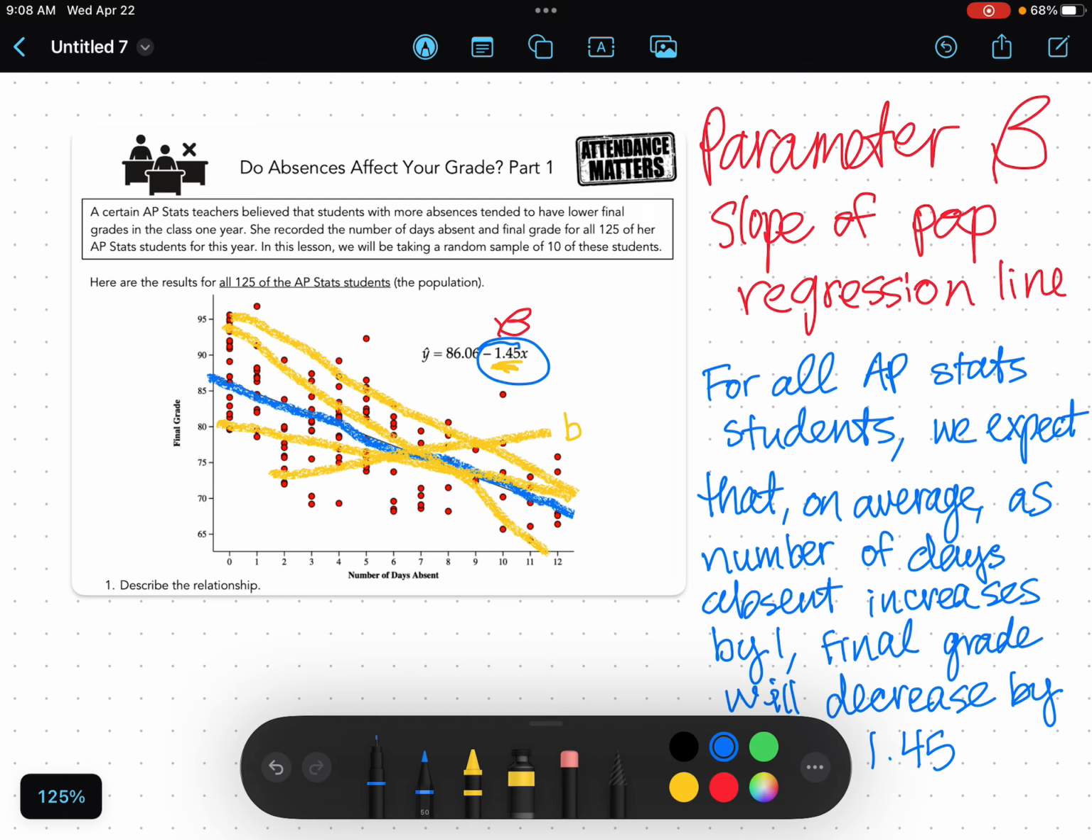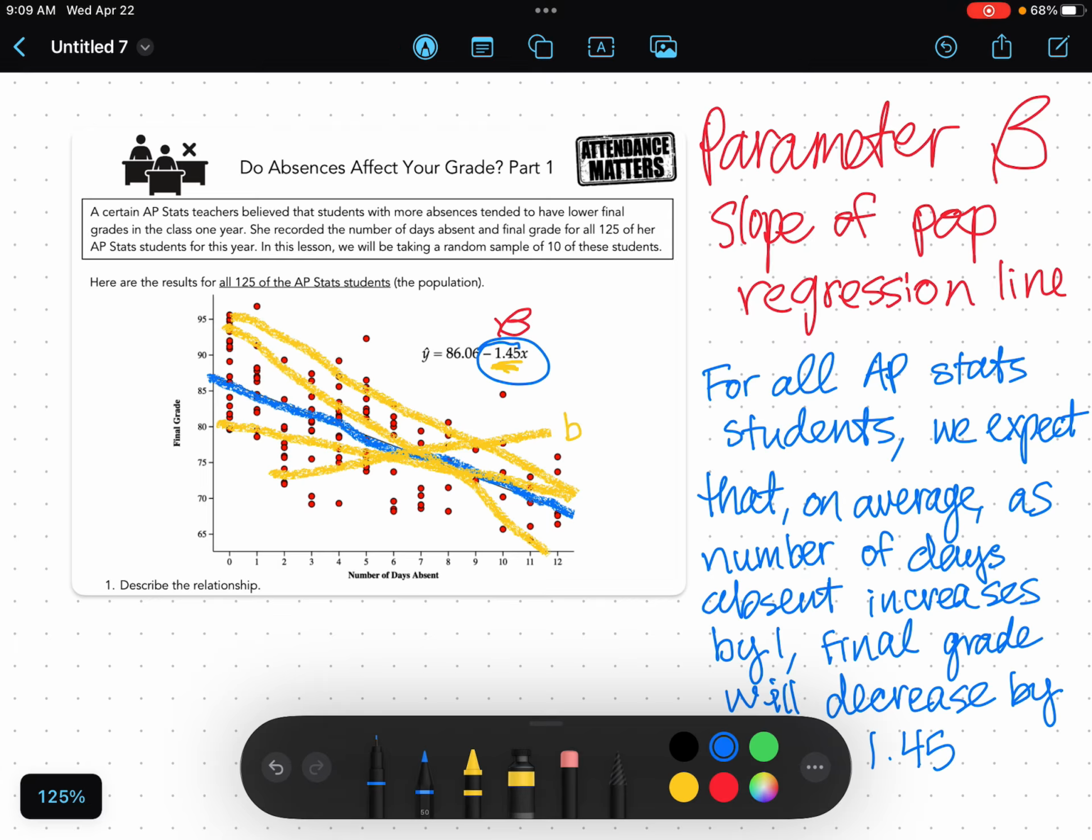If you want to rearrange that to a degree, you can. Like maybe for all AP Stats students, as the number of days absent increases by 1, we expect that the average final grade will decrease by 1.45. Or for all AP Stats students, as the number of days absent increases by 1, you can put the we expect later.